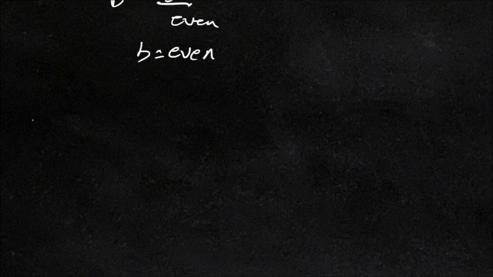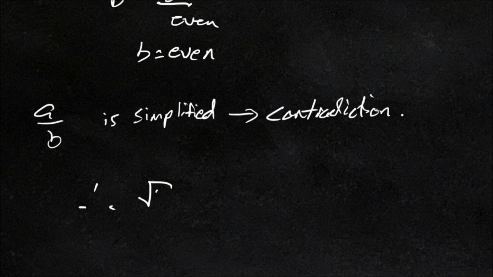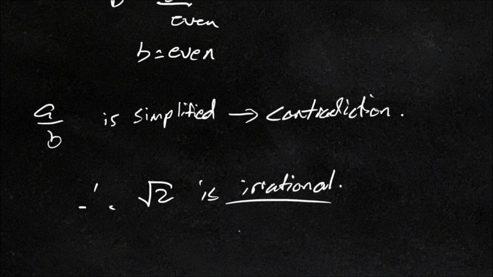But we started off by saying that a over b is simplified. So both can't be even. So this is a contradiction. Therefore, we have proved that square root of 2 is actually irrational. And that's our proof by contradiction.